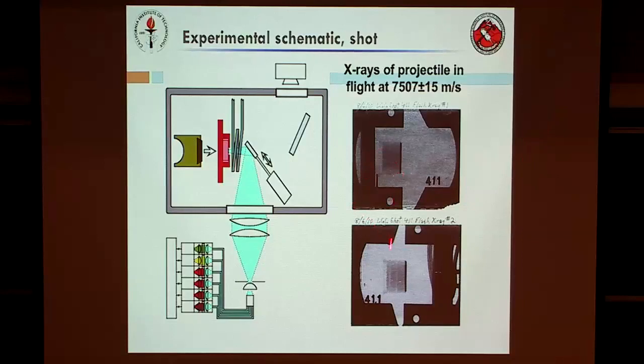We know the time between these two X-ray flashes, which are about 30 microseconds apart, to the nearest nanosecond. And so by measuring the position of the projectile on those two X-rays, you can get the velocity to about 1 part in 10 to the 4. And you can see that even though this thing is moving 7.5 kilometers per second, you can get a sharp X-ray image of it. There's the target. It's going to hit it in a minute. There's the heating coil behind it.